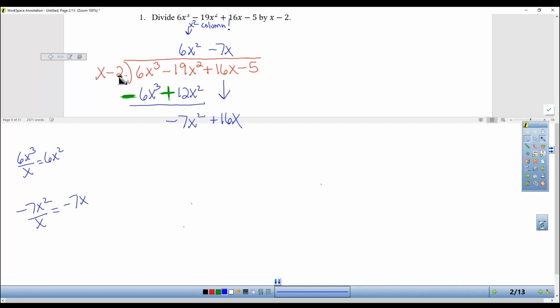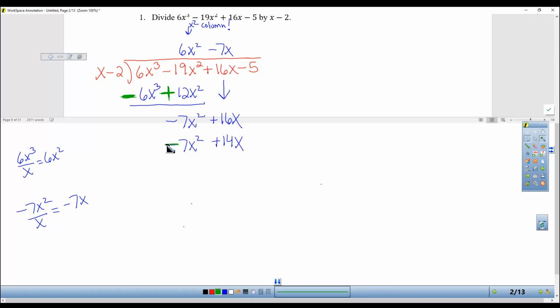Now I multiply. Negative 7x times negative 2 is positive 14x. Negative 7x times x is negative 7x squared. They need to come out identical, not opposite. It's easy to think you want it to be opposite so they cancel, but the reason they're going to cancel is because you're going to subtract.